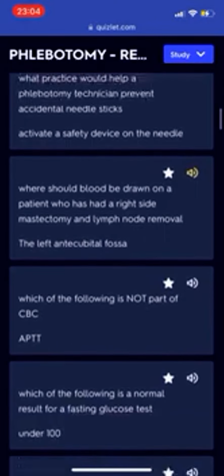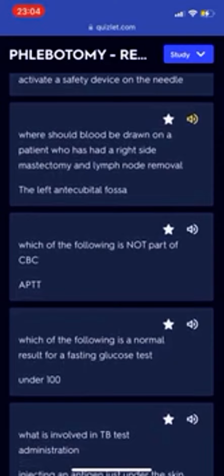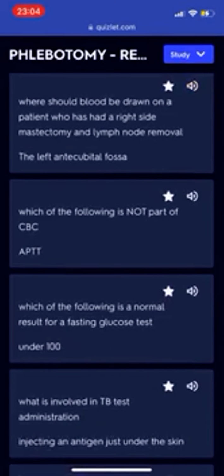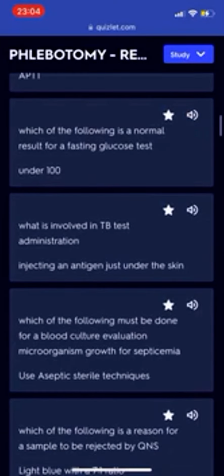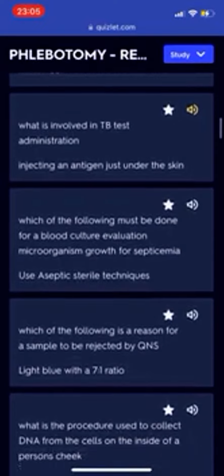Where should blood be drawn on a patient who has had a right side mastectomy and lymph node removal? The left antecubital fossa. Which of the following is not part of CBC? APTT. Which of the following is a normal result for a fasting glucose test? Under 100. What is involved in TB test administration? Injecting an antigen just under the skin.